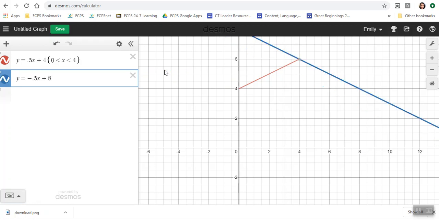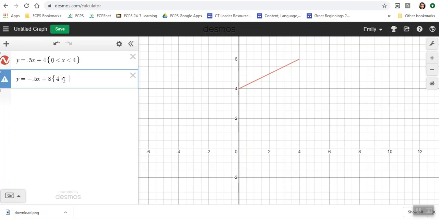Try 8. Okay, so here's the line, and I don't want the whole thing. I want it from right here where x is 4 to right here where x is about 8. So you're going to put the fancy brackets in, and I'm going to say that x is going to be between 4 and 8, and then close those fancy brackets.